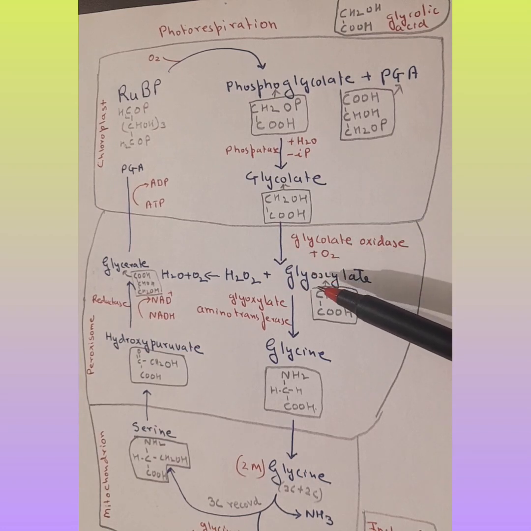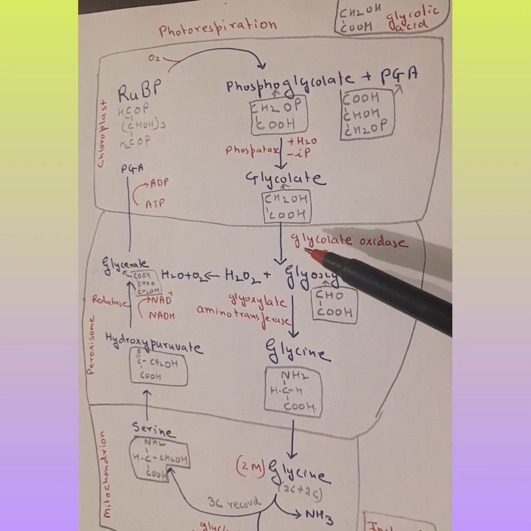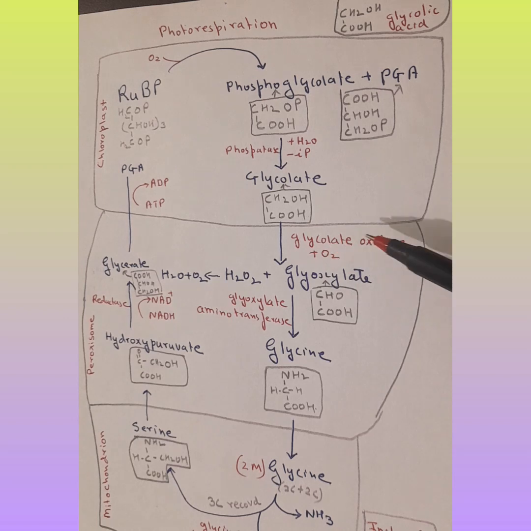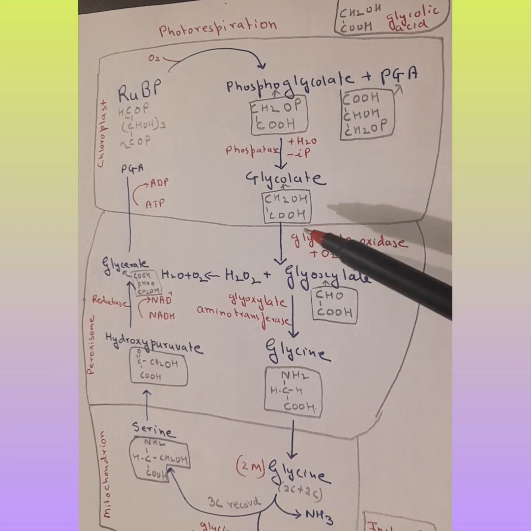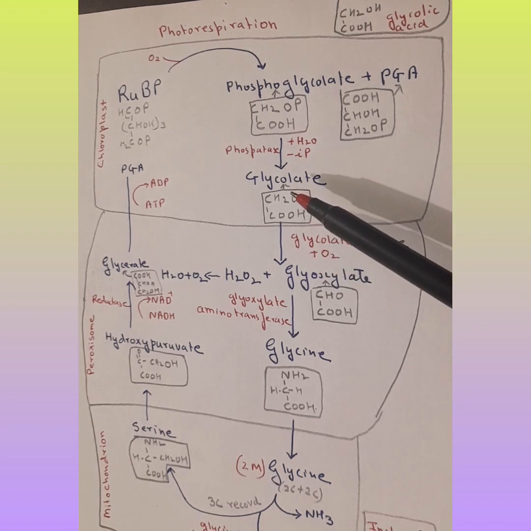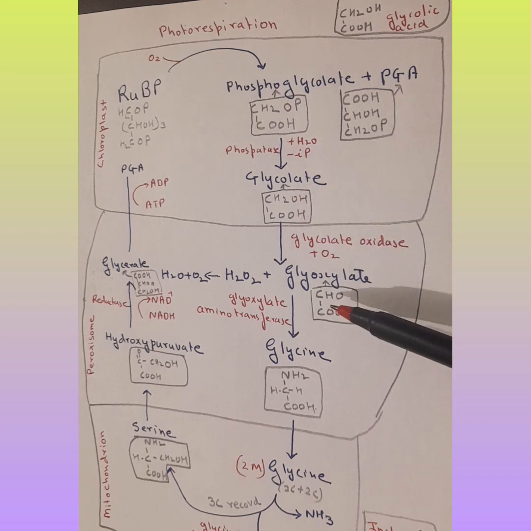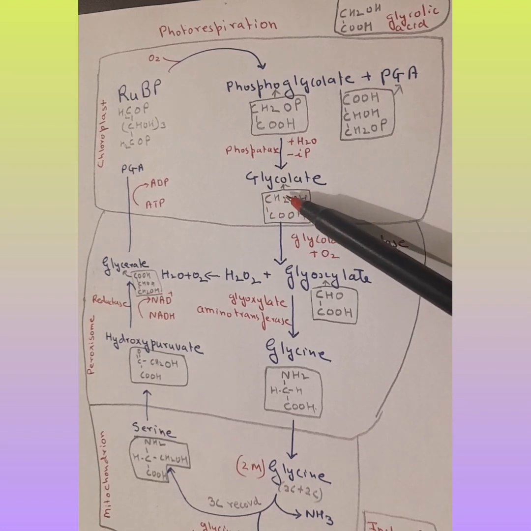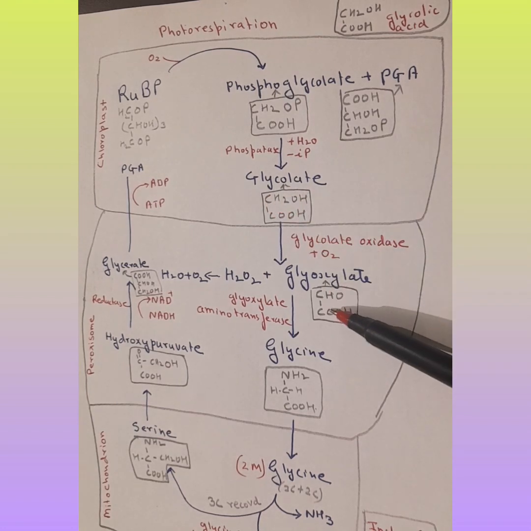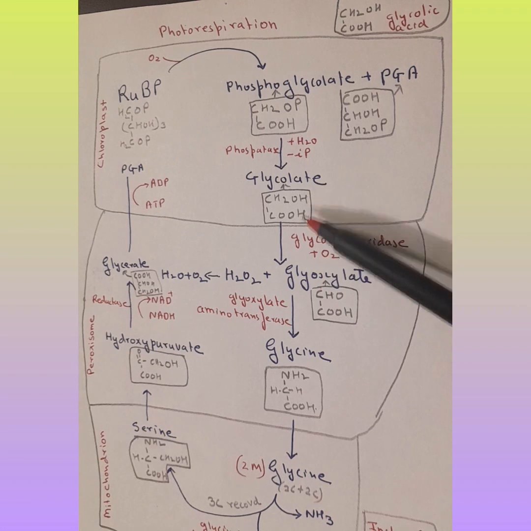Now what happens in peroxisome? Glycolate oxidase. As the name suggests, whenever there is 'ase', that means it is an enzyme, and enzymes we know are biological catalysts. So glycolate oxidase oxidizes glycolate to form glyoxylate. Now this CH2OH which was there got oxidized to CHO. So oxidation occurs.